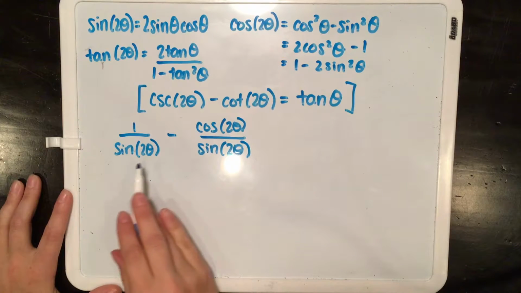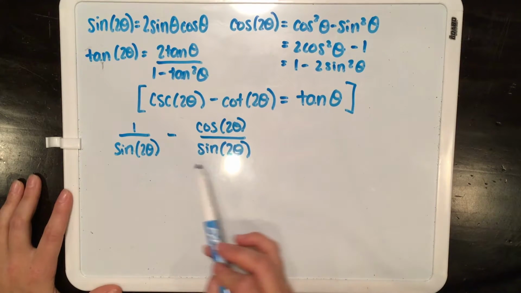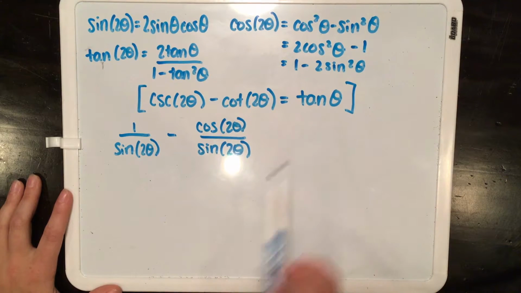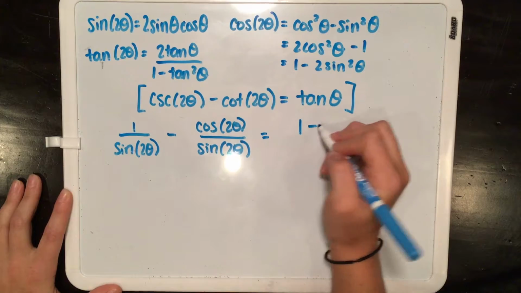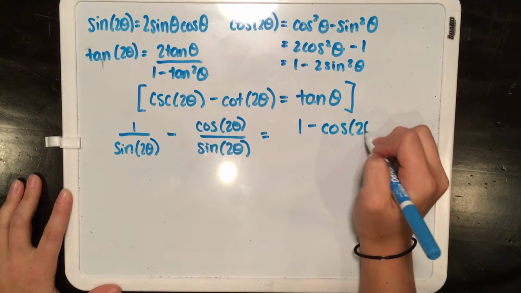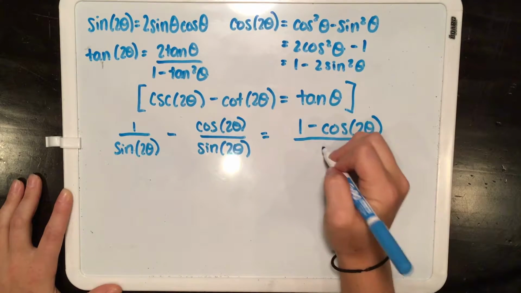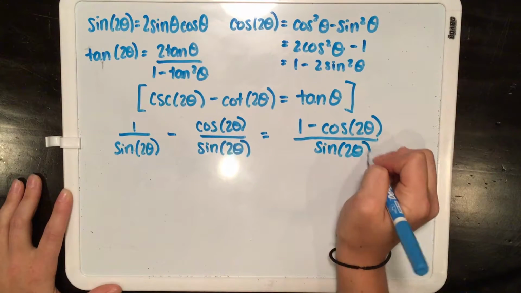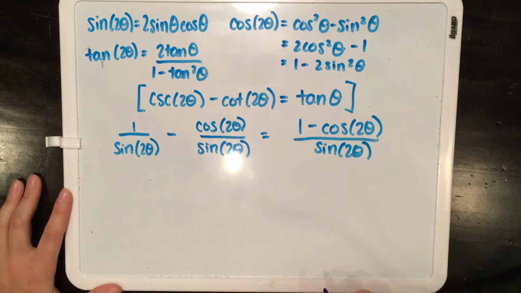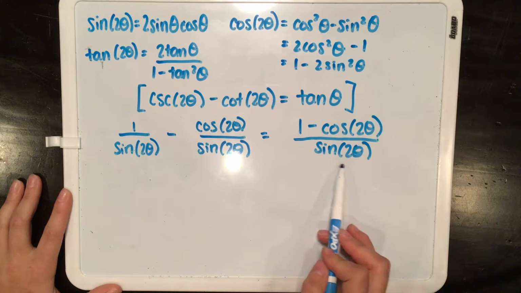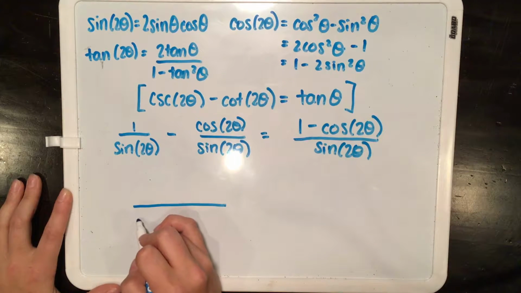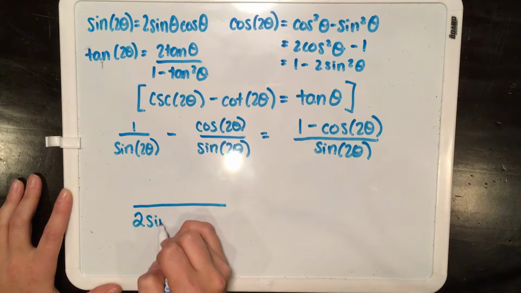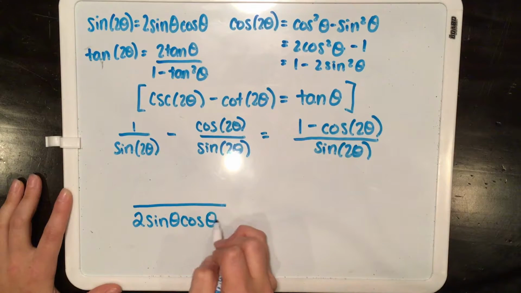Since we're just dealing with the left-hand side, we're ignoring the right-hand side because we want to see if we can get the left-hand side to look like tangent theta. So if we combine the left-hand side, we have common denominators. So we get 1 minus cosine 2 theta divided by sine 2 theta. And now we can use our double angle formulas to reduce this. Sine of 2 theta only has one identity, so we're going to put that on the bottom. Sine of 2 theta equals 2 sine theta cosine theta.